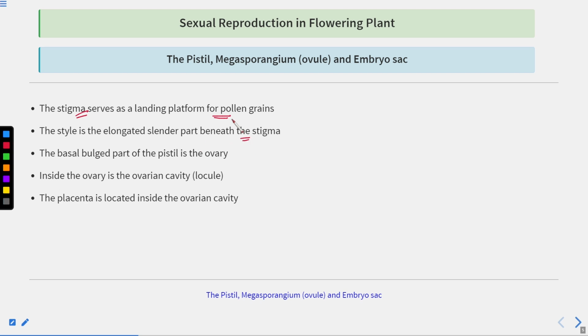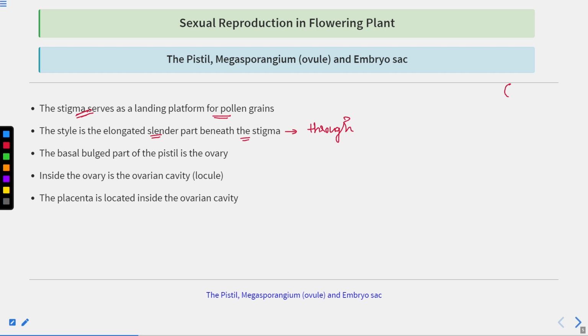So you know about the style. The style is a tube-like structure. It is the elongated slender part through which the pollen tube will travel. So whenever the pollen lands on the stigma, what happens? If the pollen is compatible, then it will start to germinate, and when it germinates, it will produce a pollen tube.